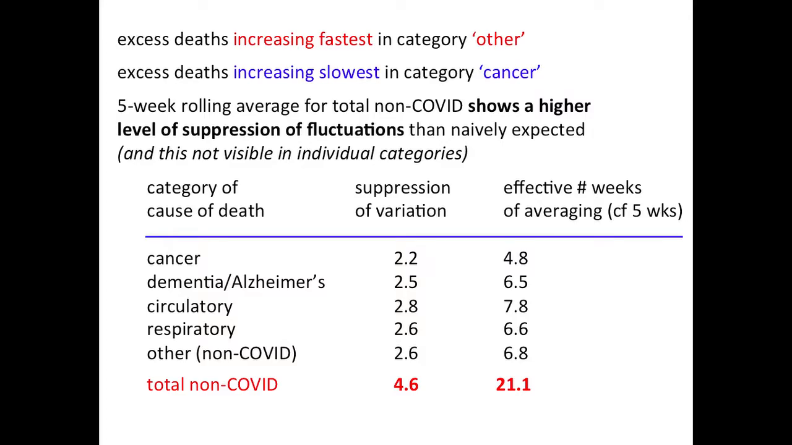So when we look at the 5-week running averages for the different causes of death, we see that the suppression of the variation is really quite what you'd expect from our rule of thumb, just a bit bigger than 2. Another way of thinking about that is, what number of weeks would you have to average to get the degree of suppression that you measure? And it's a number between 4 and 8, which is, we're sort of in the ballpark of 5. So there's nothing surprising going on with the suppression of variation in any of the causes of death.